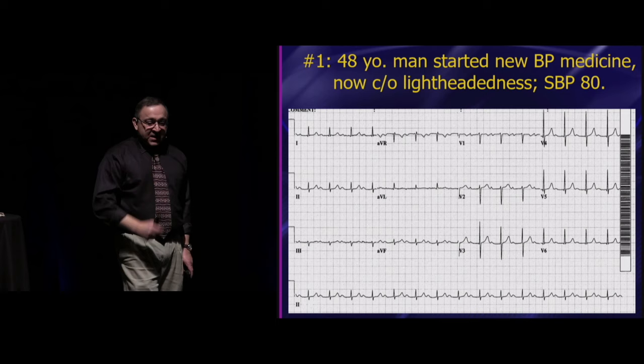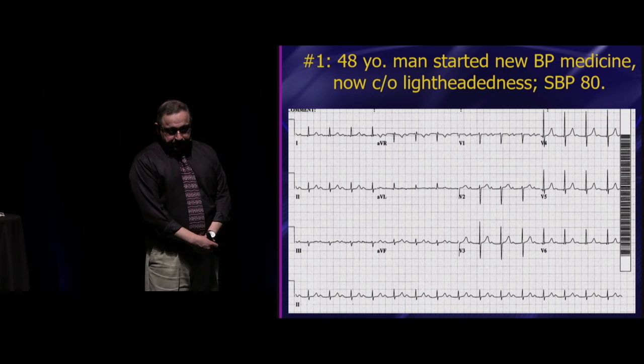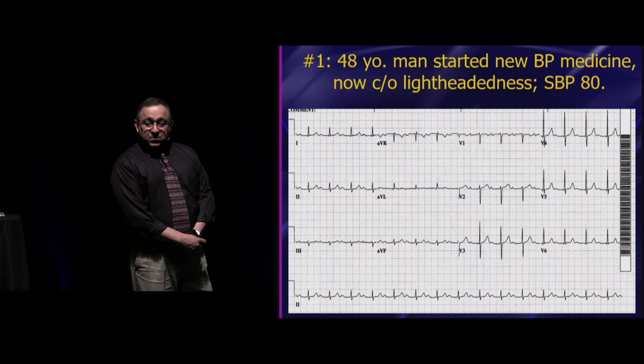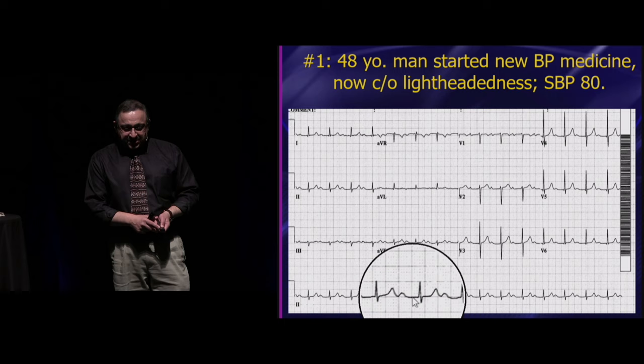Case number one, 48-year-old man started some new blood pressure medicine. Now is complaining of lightheadedness. He's got a blood pressure of 80. What do you think? So again, this is one we looked at earlier. You see that there's a long PR, but there's one P wave for every QRS. So this is just sinus with a first degree AV block.